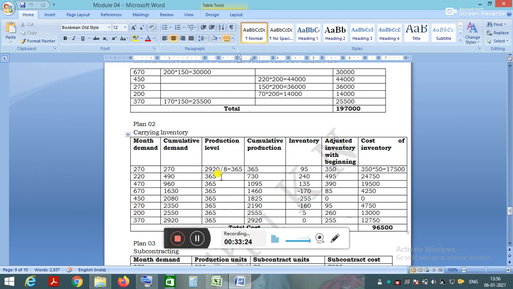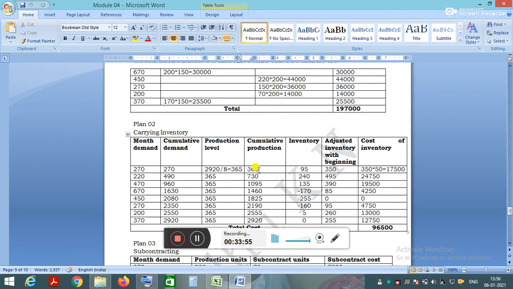The cumulative demand is also calculated in the same way. For the first month it is 270, for the second month it becomes 490, 270 plus 220. For the third month it is 960, by adding 470 to 490. Similarly, we calculate the cumulative production also. Now subtract this cumulative production from the cumulative demand.